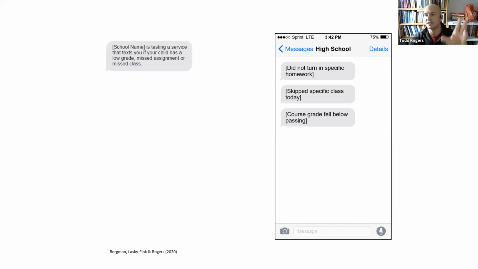With 7,000 parents of middle and high school kids, we randomly assigned them to get a message after we inform them that we're going to offer this service. The first, we say we're going to offer the service, but in order to get it, you need to log in at the website. But in order to log in, you need to call your school. This is the standard way an offering like this is offered.